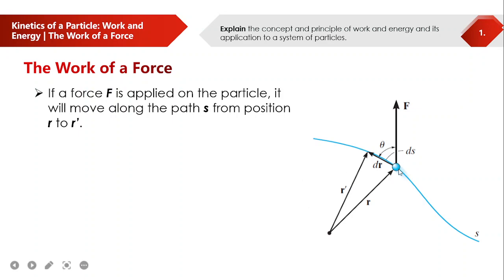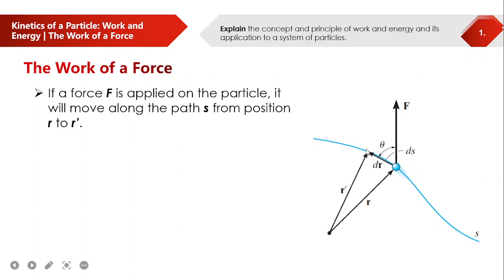And then, mag-displace tayo ng particle natin dito sa R prime. So, paano ba to? Paano ba natin i-analyze kung yung work niya na nagaganap there? So, if a force F is applied on the particle, it will move along the path S from the position R to R prime.